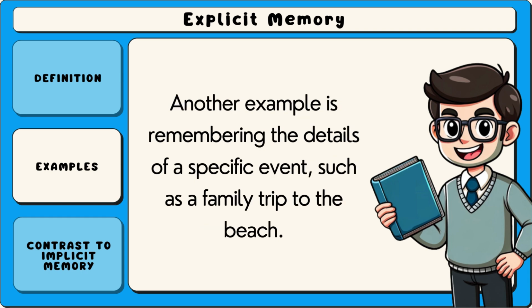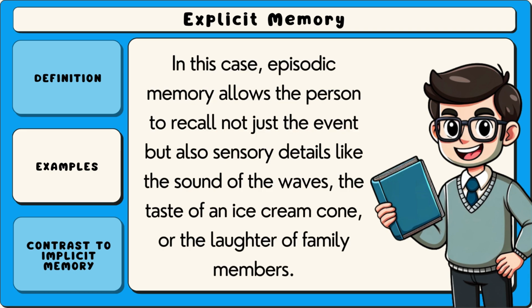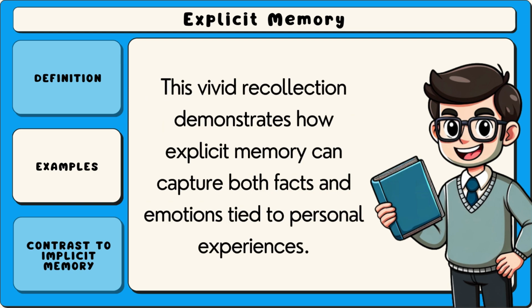Another example is remembering the details of a specific event, such as a family trip to the beach. In this case, episodic memory allows the person to recall not just the event, but also sensory details like the sound of the waves, the taste of an ice cream cone, or the laughter of family members. This vivid recollection demonstrates how explicit memory can capture both facts and emotions tied to personal experiences.